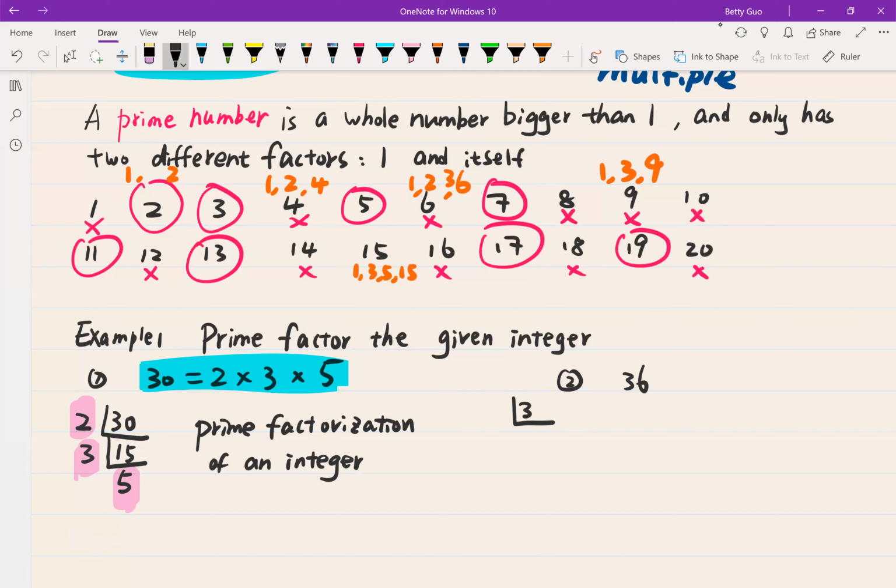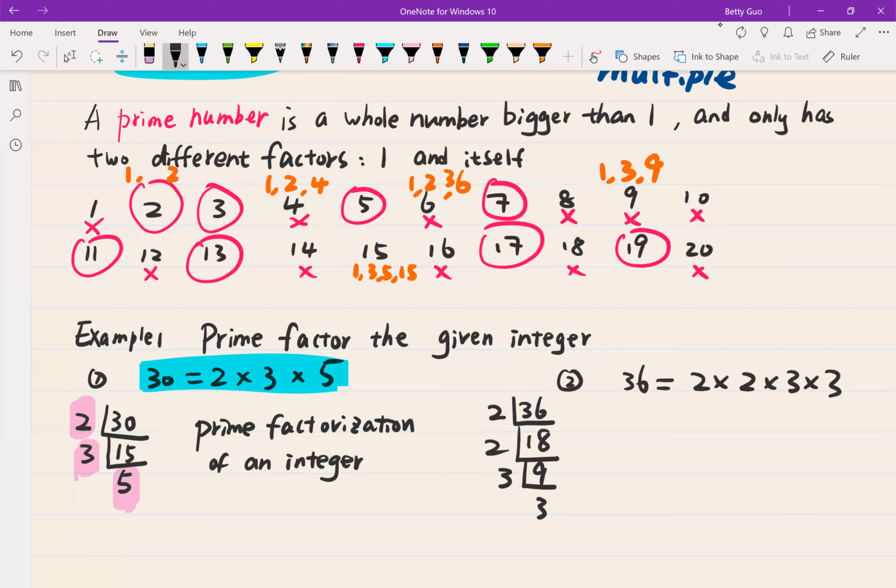We put 36 on a big L. 36 is an even number, so divide by 2. We have 18. 18 is even again, divide by 2. We have 9. 9 is divisible by 3. 3 is a prime. Divide 9 by 3, you have 3. 3 is a prime, so we finish this diagram. We interpret this diagram as 36 equals 2 times 2 times 3 times 3.